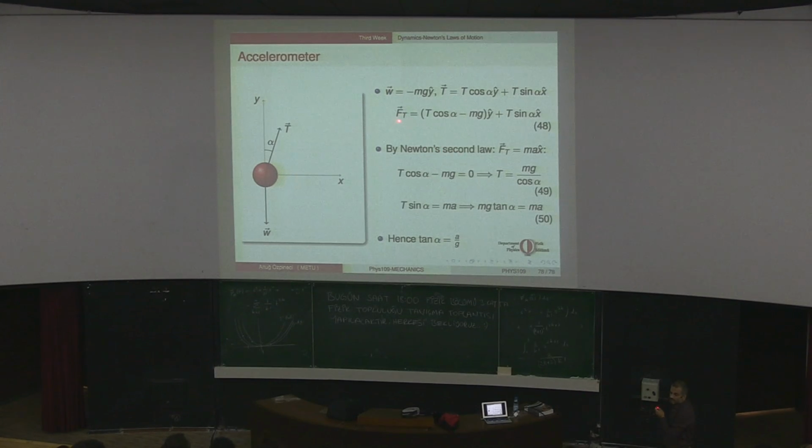The total force acting on the CD is just the sum of these two forces. So along the y direction, I have T cosine alpha in the positive y direction and minus mg in the negative y direction. And then I have T sine alpha in the x direction. This is the total force acting on my object.